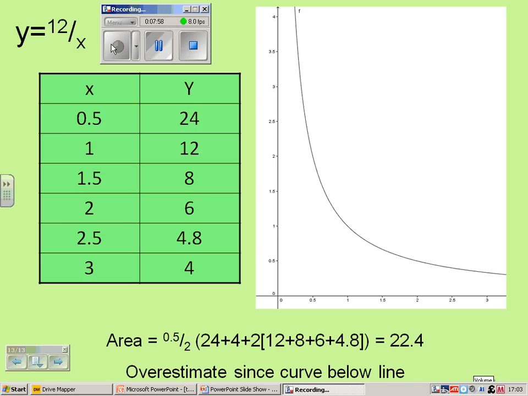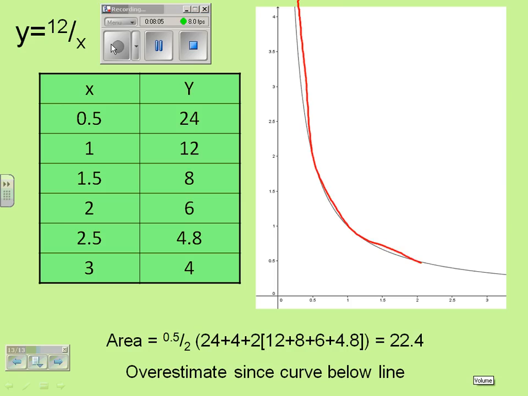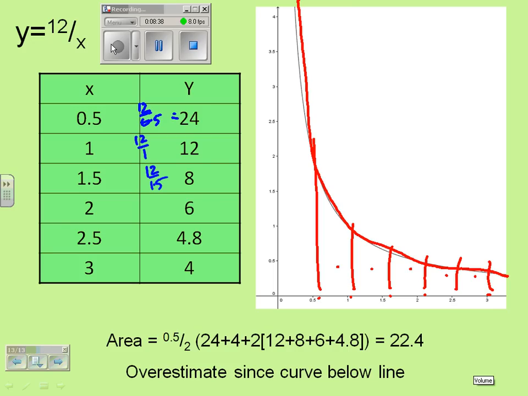So how did you do? The 12 divided by x graph has this shape here. And we were going from 0.5 all the way up to 3, splitting it into five gaps, 1, 2, 3, 4, 5 bits, and that's why we needed 1, 2, 3, 4, 5, 6 different x values. All I've done here is work out what all the y values are. So I've got 12 divided by 0.5 was 24, 12 divided by 1, 12 divided by 1.5, 12 divided by 2, 12 divided by 2.5, and 12 divided by 3. These are all the y values.